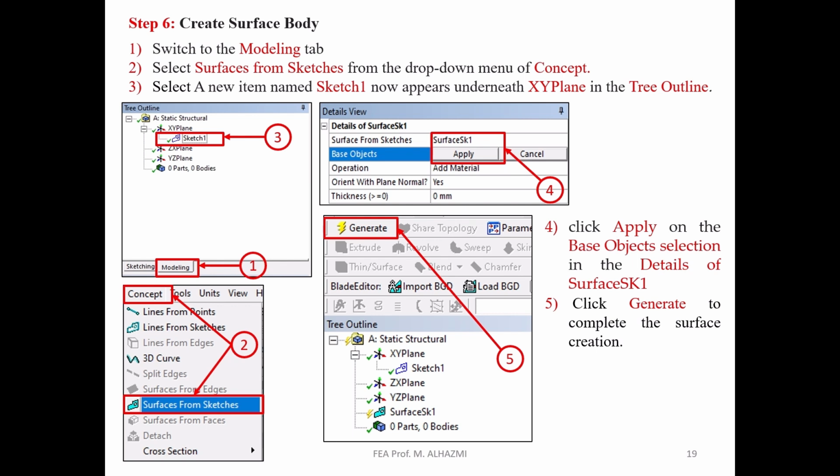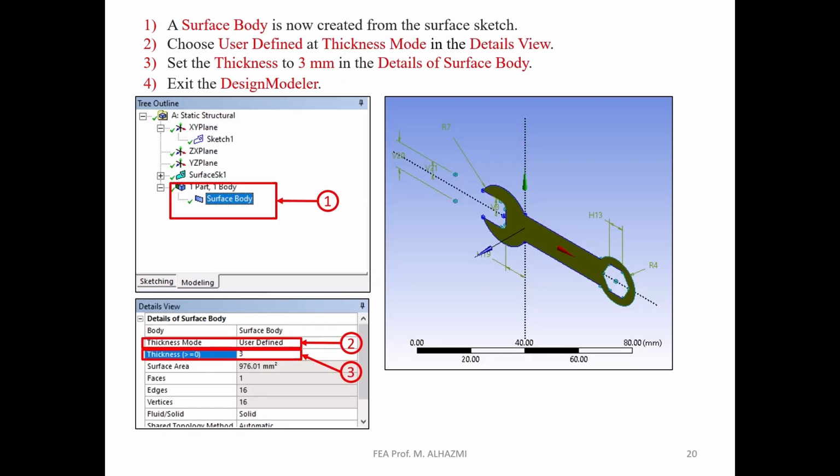Create surface body. Switch to the Modeling tab. Use surfaces from sketches to generate a surface from your sketch. Set thickness mode to user-defined and assign a thickness of 3 mm. Exit the Design Modeler.